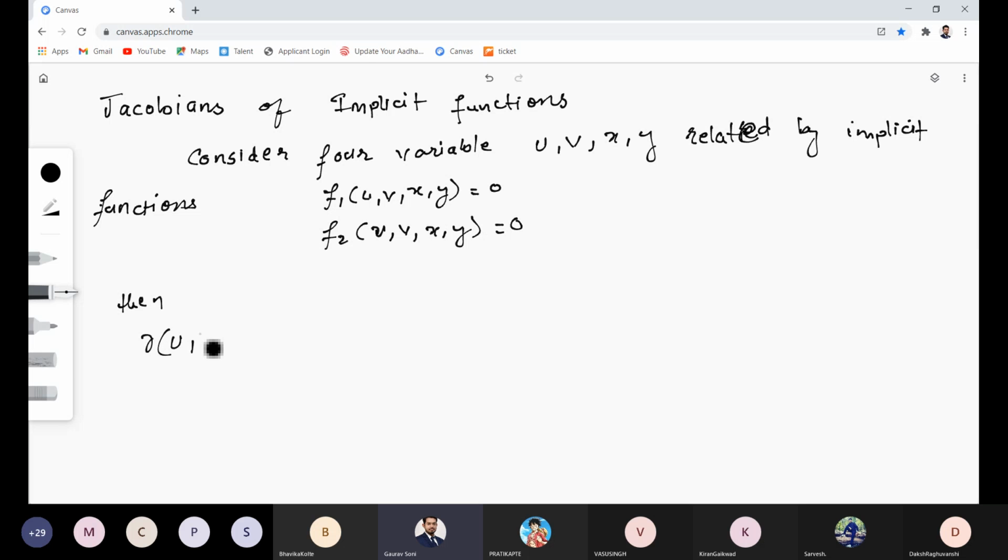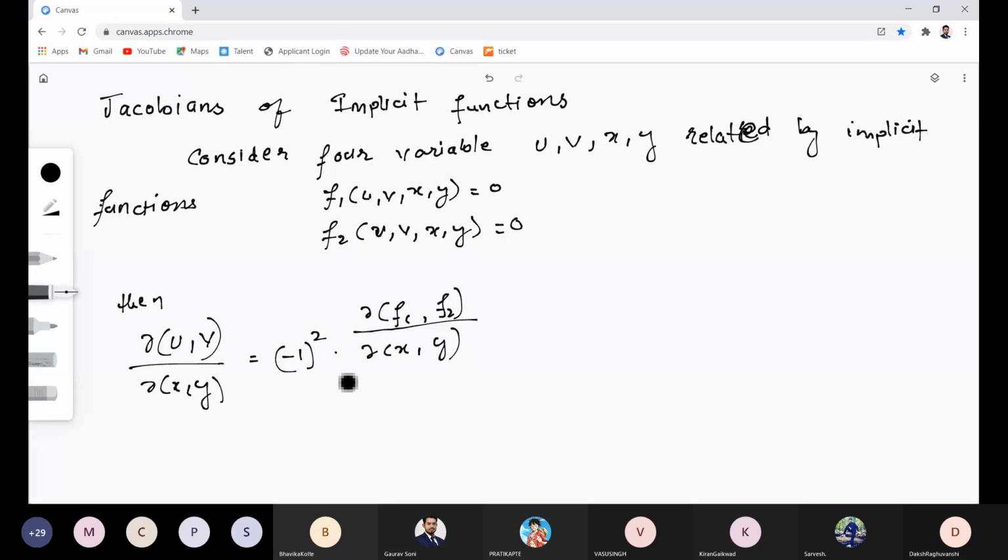Jacobian of u, v with respect to x, comma y is given by minus 1 raised to 2, Jacobian of f1, f2 with respect to xy upon the Jacobian of f1, f2 with respect to u, comma v.